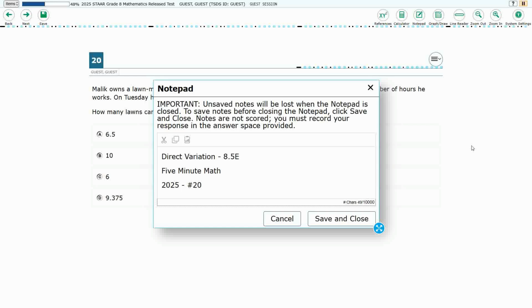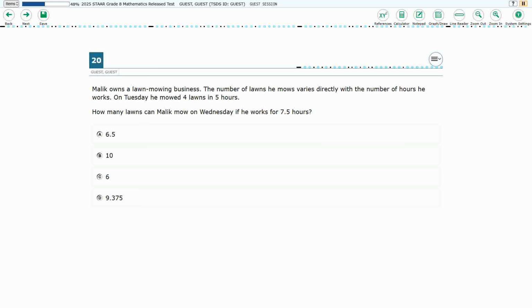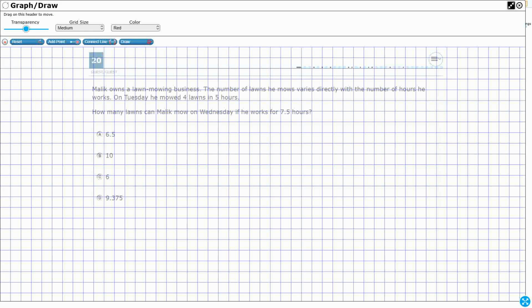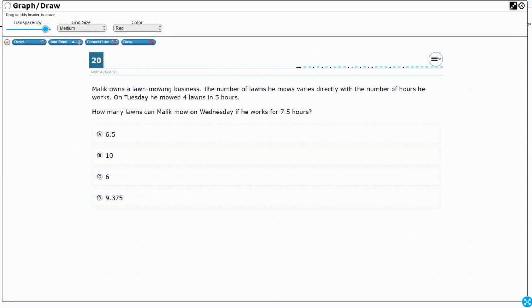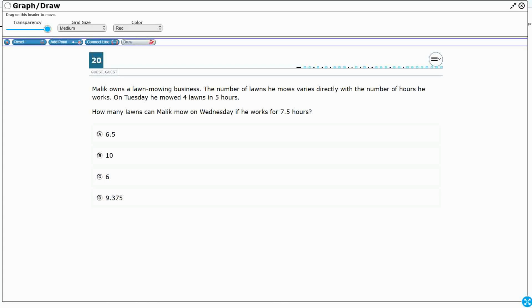Today we are looking at the eighth grade concept of direct variation. This is standard 8.5E in the great state of Texas, and we are using item number 20 of the 2025 released STAAR test. If you haven't done so already, please go ahead and take a moment to pause the video, work this problem out on your own, unpause it, and we will look at our answers together.